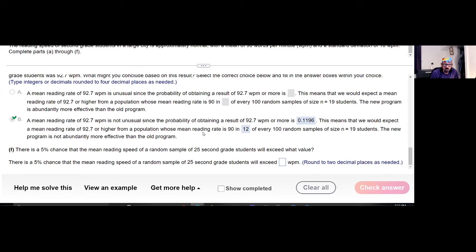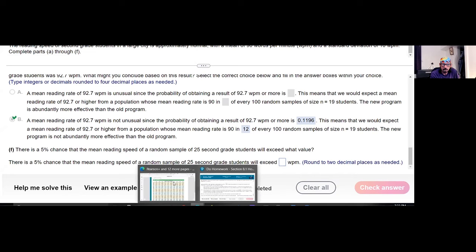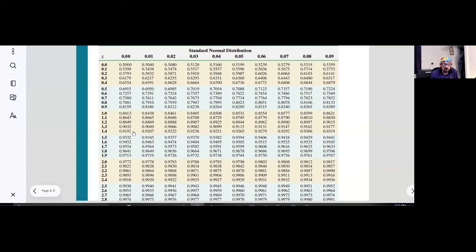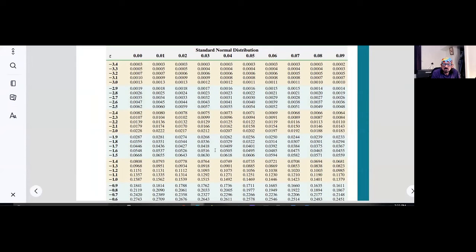There's a 5% chance that the mean reading rates of a random sample of 25 second graders will exceed what value? Okay, well, 5%, 0.05. We looked that up in the table. Be very careful. You don't want 0.0005 or 0.005. You want 5%, so 0.05. And we have two of them, negative 1.64 and negative 1.65. So go halfway in between, negative 1.645.